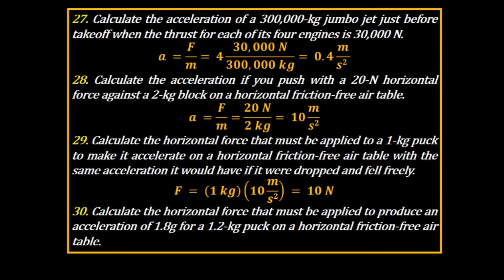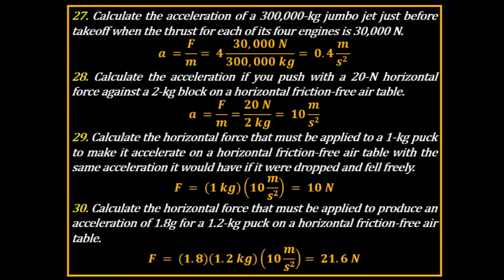Calculate the horizontal force that must be applied to produce an acceleration of 1.8 g for a 1.2 kilogram puck on a horizontal friction-free air table. So it'll be 1.8 times 10, which would be 1.8 g, times the 1.2, is 21.6 newtons.